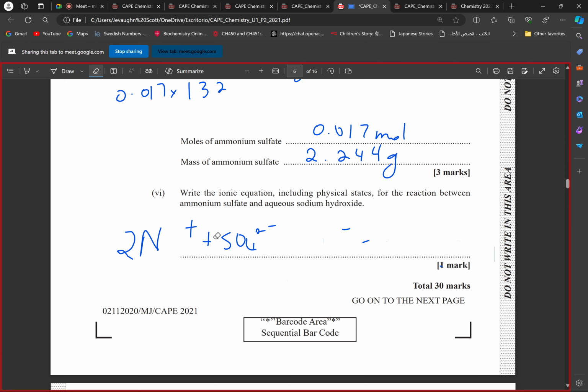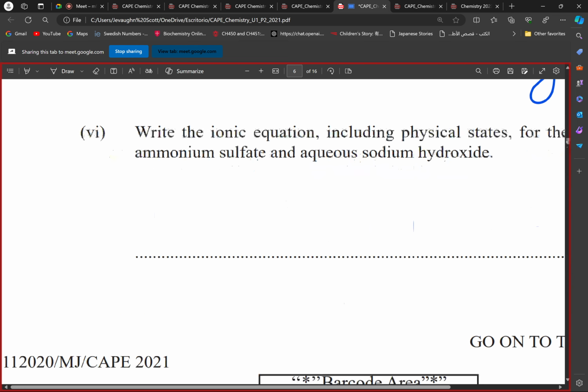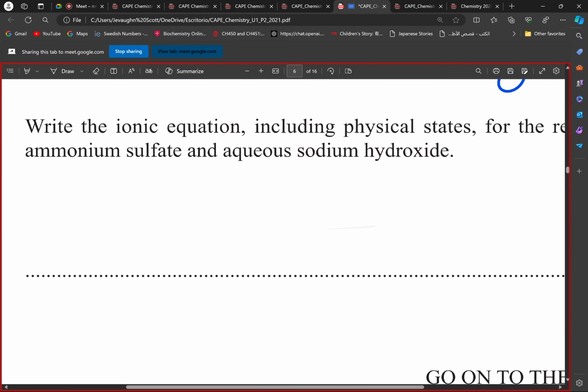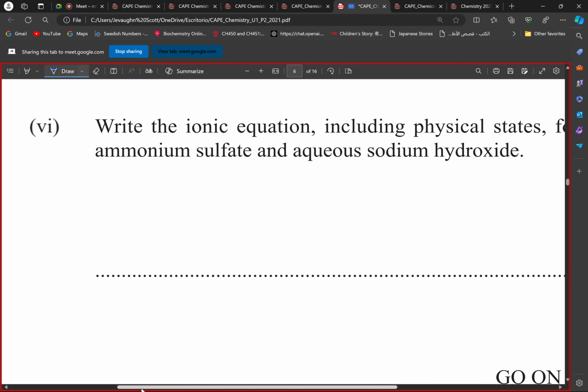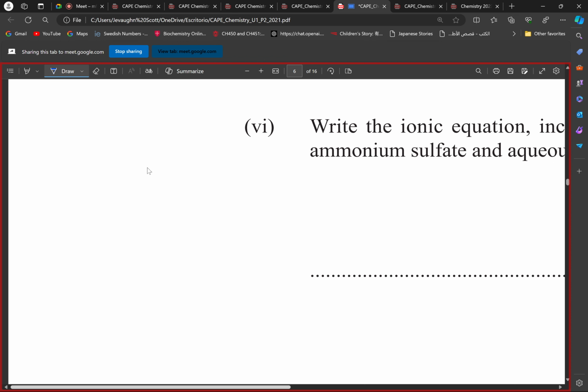So with our entire thing, what we're doing is reacting ammonium sulfate, itself. So our ammonium sulfate would come looking like, wait, hold on, let me actually zoom in a bit. Alright, let me come over. Alright, so our ammonium sulfate, right? Which ions would that become?